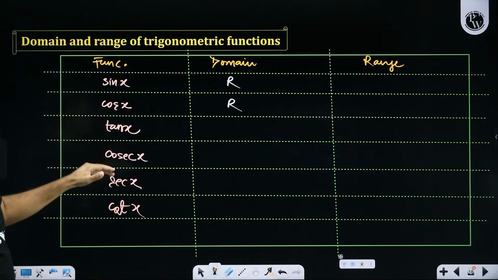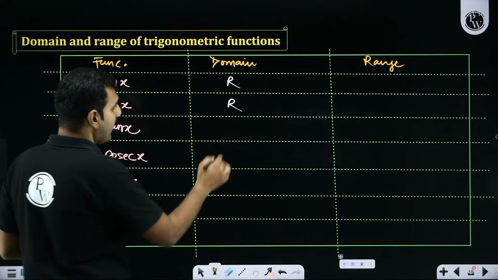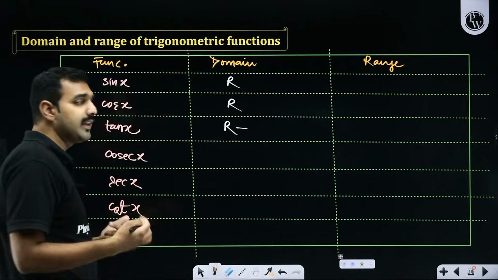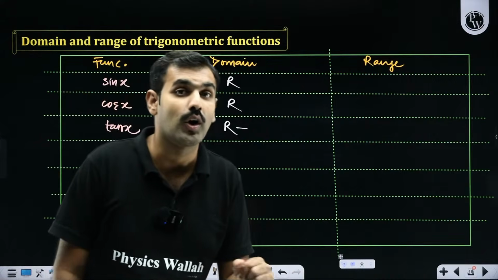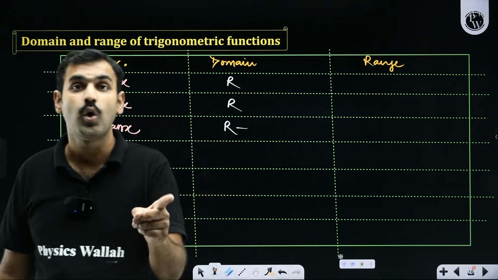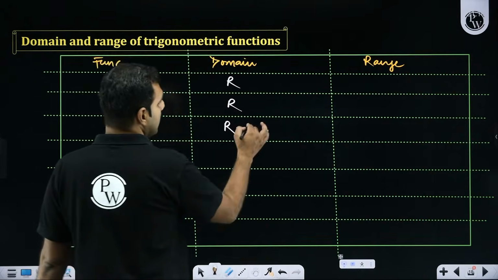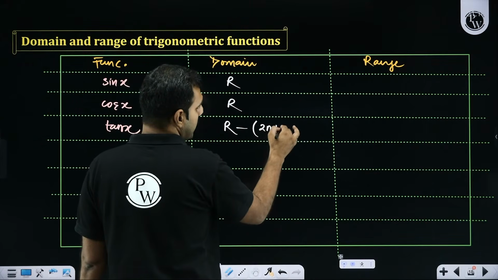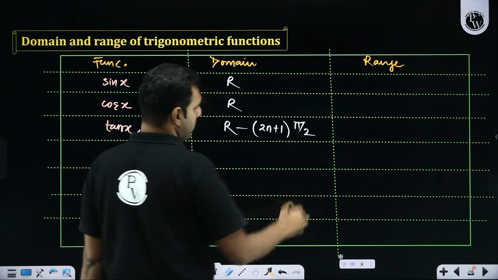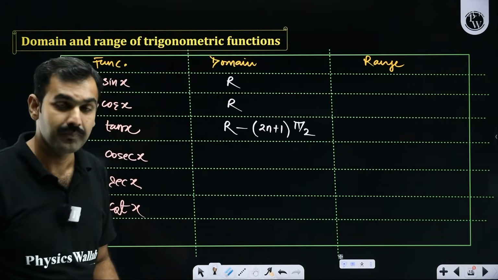Tan is like R, cot is also like R, but tan cannot take certain values. Which values? Wherever cos is 0. When is cos 0? At odd multiples of pi by 2. So I'll say R minus (2n minus 1) or (2n plus 1), whatever you wish to say, pi by 2, where n is an integer.